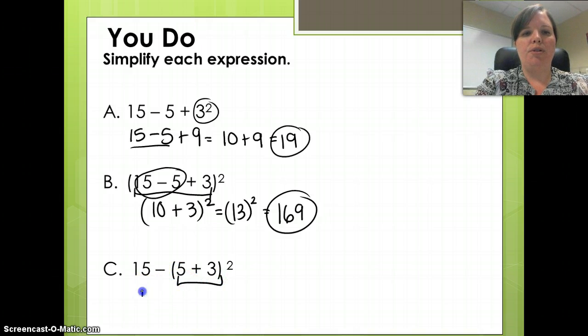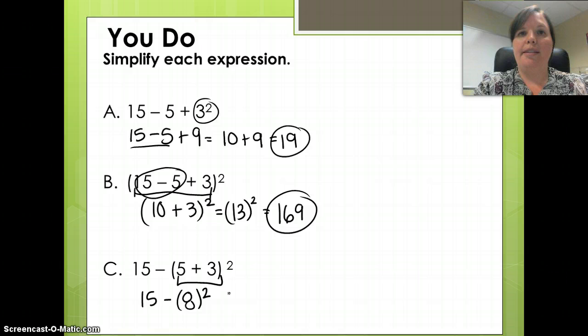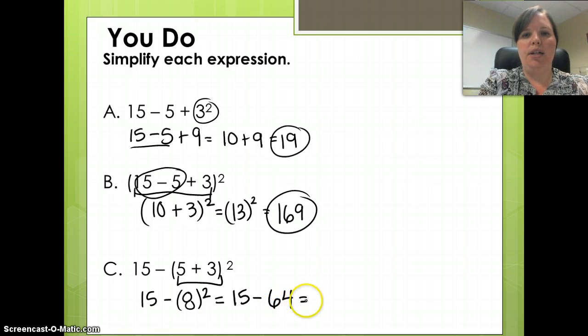5 and 3 are grouped, so I'm going to do 15 minus, and then I have 8 squared. Notice the minus sign, just like we've seen when we don't have that 15 involved. The 8 is what's being squared, not the negative 8. So it's going to be 15 minus, and then 8 squared is 64. And 15 minus 64 should give us negative 49.